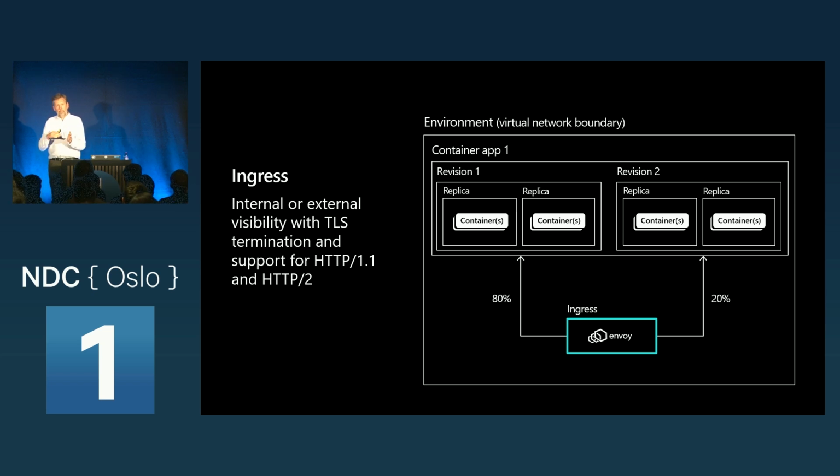So again, the background processing jobs, maybe internal APIs. You never want to have traffic being sent to those things from the outside. But for your public-facing APIs and web applications, you want to have a public ingress here. And it supports HTTPS and TCP and so on for the ingress, and you can do things like TLS termination.